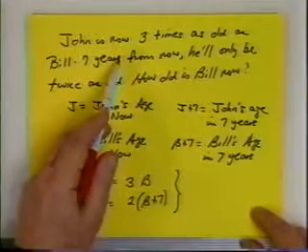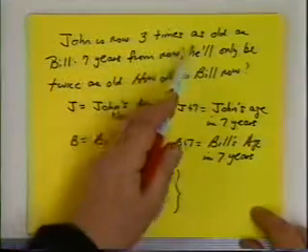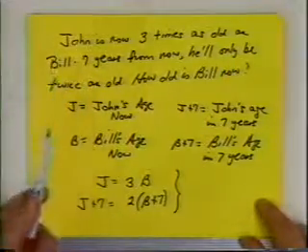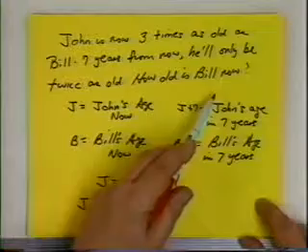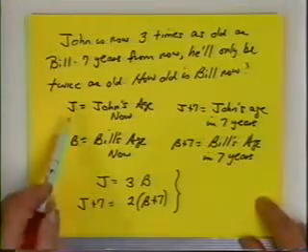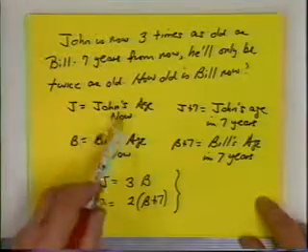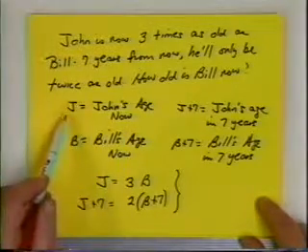Now, let's see what the problem says. John is now 3 times as old as Bill. That's a statement that's true now. So let's take a look at this. We want to know how old Bill is now. Let's use B and J to stand for their ages now. Bill's age now will be B. John's age now will be J.